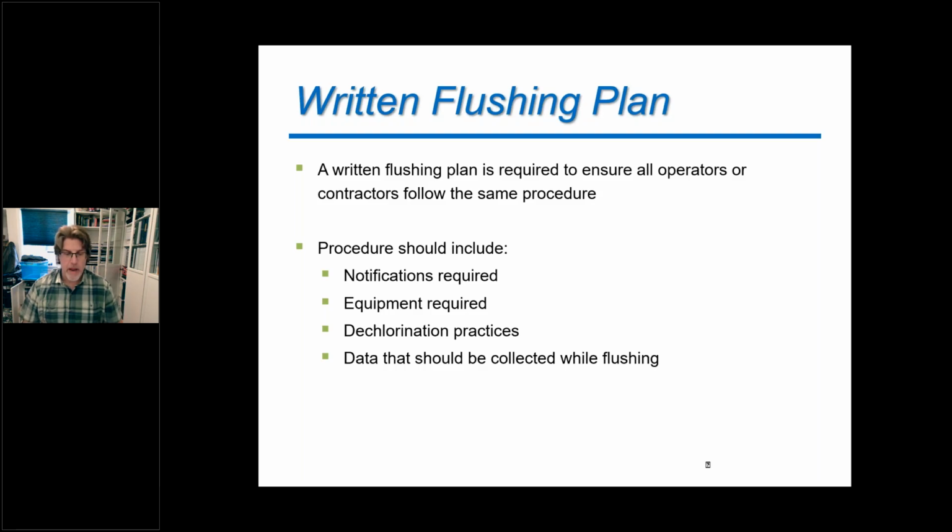And with that, having that written flushing plan, it just does not need to be very complicated. It can be very, very simple direction of, hey, we're going to go to hydrant number 1. This is how long we're going to flush. This is the equipment that we need to flush at this hydrant. This is where we're going to discharge. This is how we're going to dechlorinate the flow coming out of that hydrant. And this is the data we should be collecting. I'm going to give you some examples in some of the handouts. They show these plans, how we might write these flushing plans out.